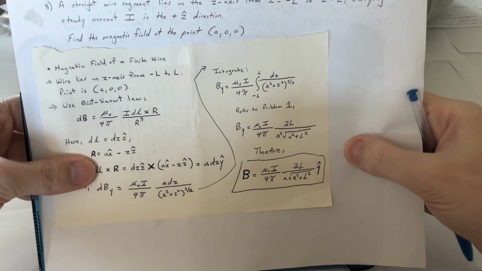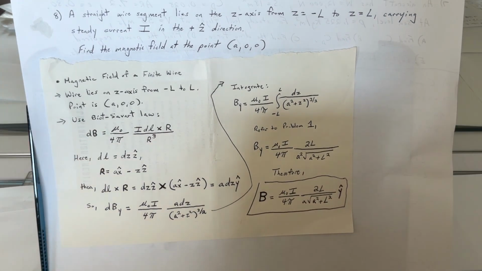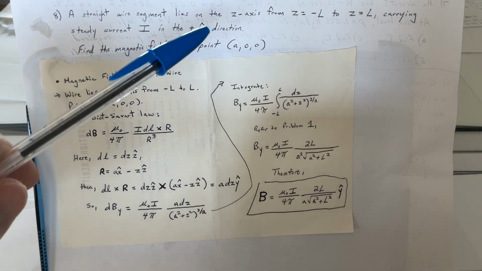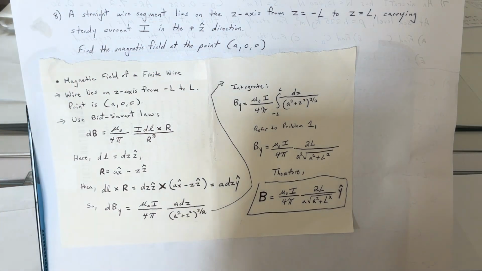Moving along to number 8. Number 8, we have a straight wire segment that lies on the z-axis from z equals negative L to z equals L, carrying steady current I in the positive z hat direction. Find the magnetic field at the point A, comma, 0, 0.